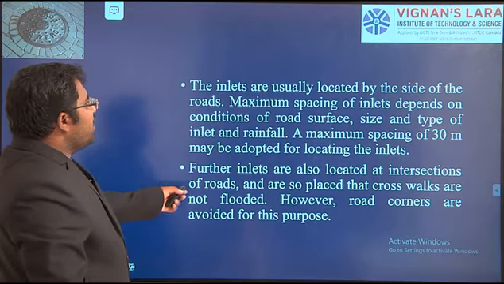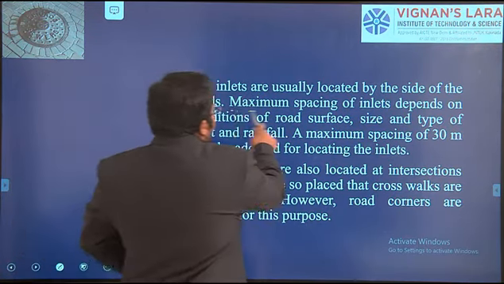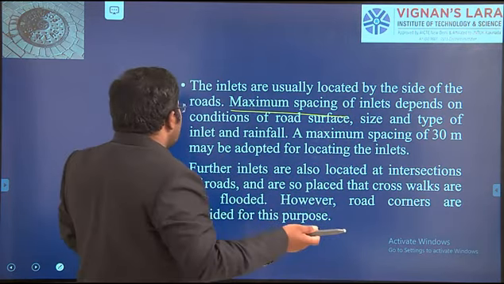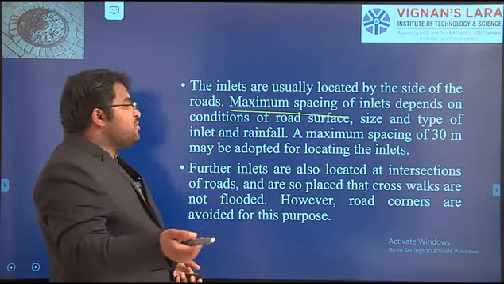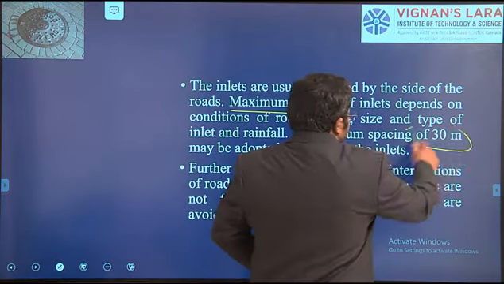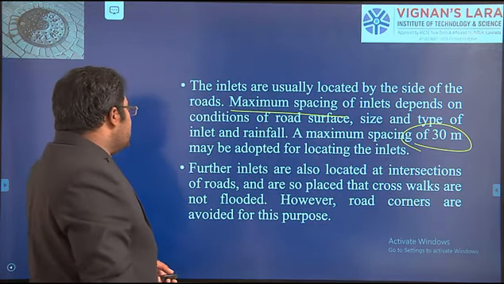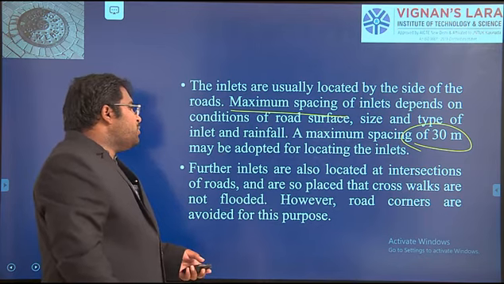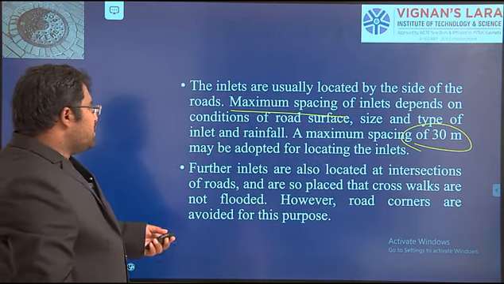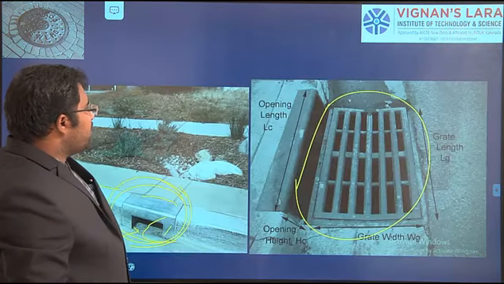The inlets are usually located by the side of the roads. Maximum spacing of inlets is based on the road condition, the size and type of inlet, and the rainfall. A maximum spacing of 30 meters will be provided. Further, inlets are also located at intersections of roads so that crosswalks are not flooded. However, road corners are avoided for this purpose.